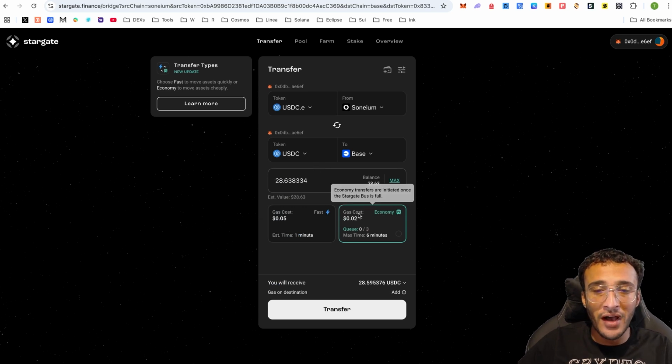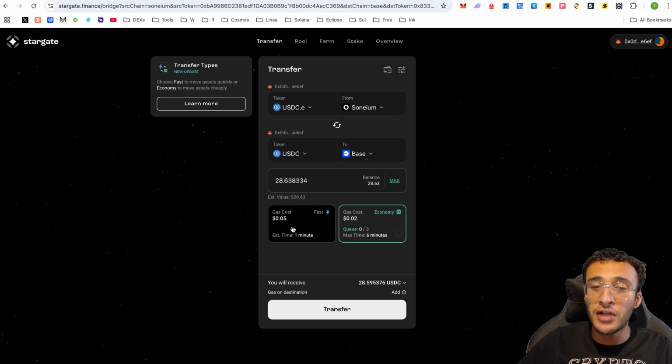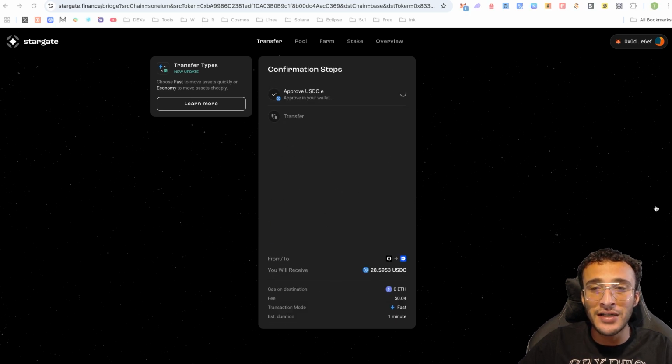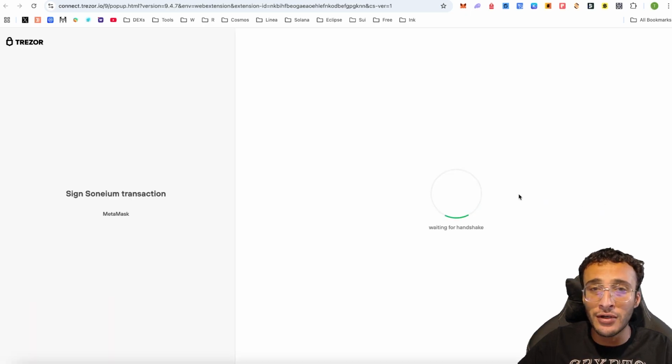Next, you have an option of either A, using a gas cost which is much cheaper but takes around 6 minutes to transfer, or B, you can use a 5-cent gas cost which is only 3 cents more expensive and is 5 minutes faster. The choice is entirely yours. I'm going to go with the fast and obviously still cheap option. So once I click transfer, guys, that is another transaction in the LayerZero ecosystem that we've completed. That is another bit of volume and another contract interaction.